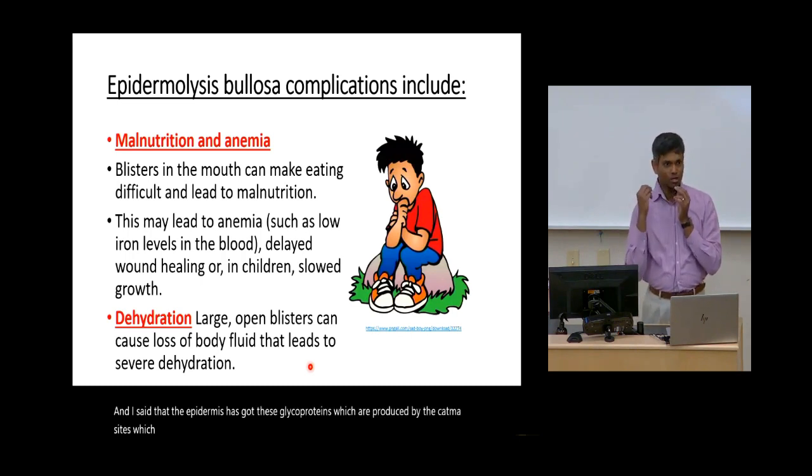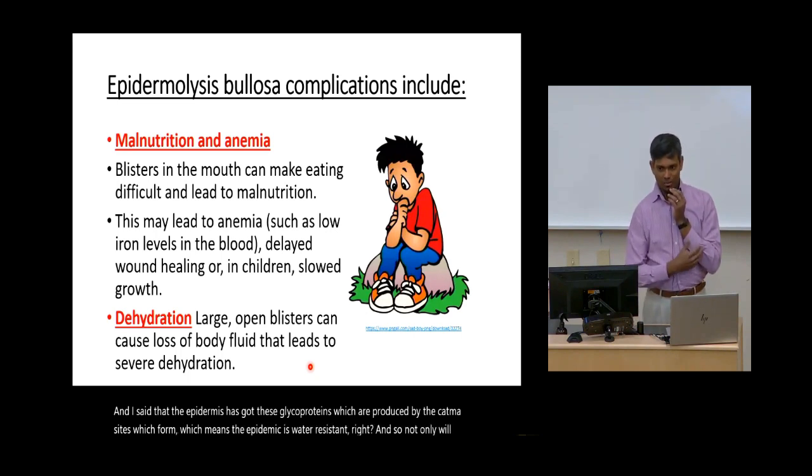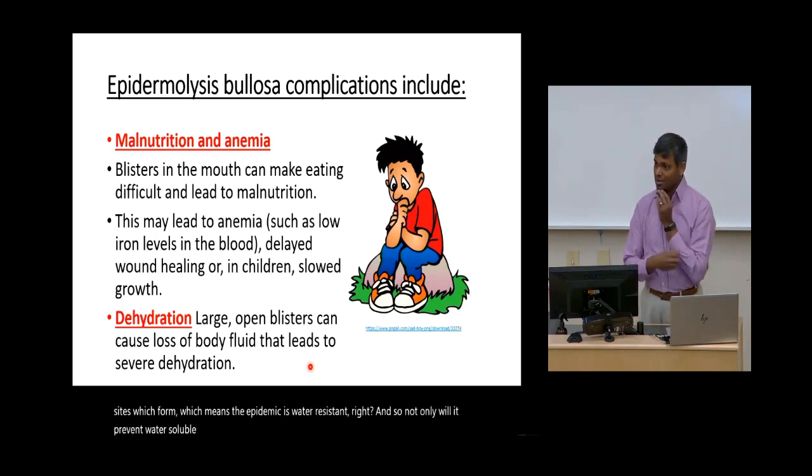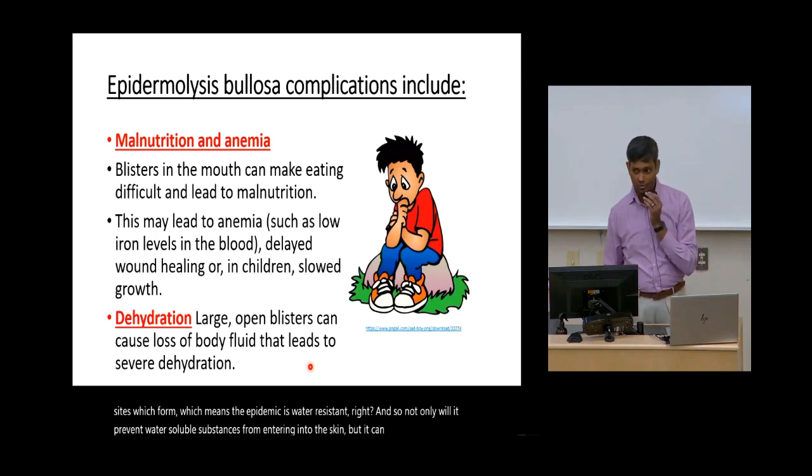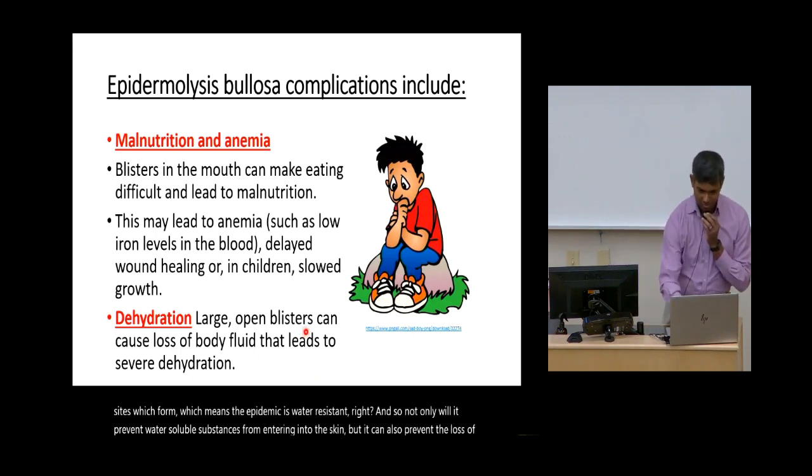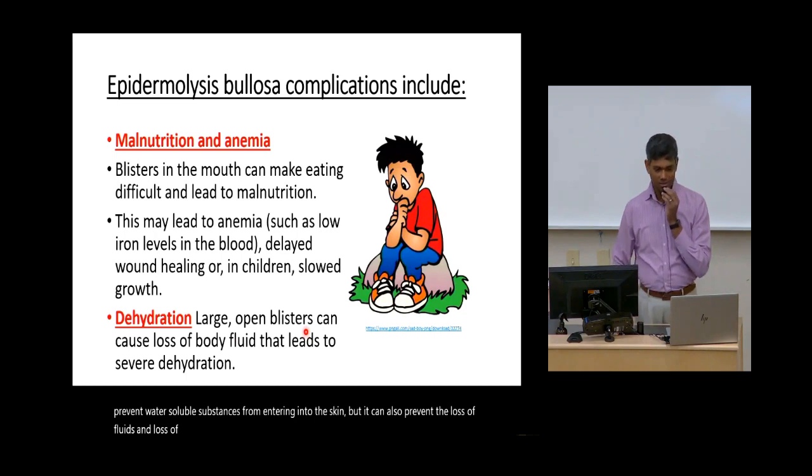And I said that the epidermis has got these glycoproteins which are produced by the keratinocytes, which make the epidermis water resistant, right? And so not only will it prevent water soluble substances from entering into the skin, but it can also prevent the loss of fluids, and loss of fluids due to epidermolysis bullosa can lead to this type of blisters. Is this clear, folks, how all of this happens?